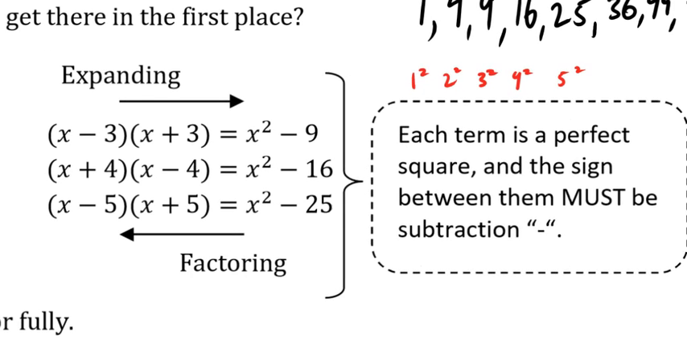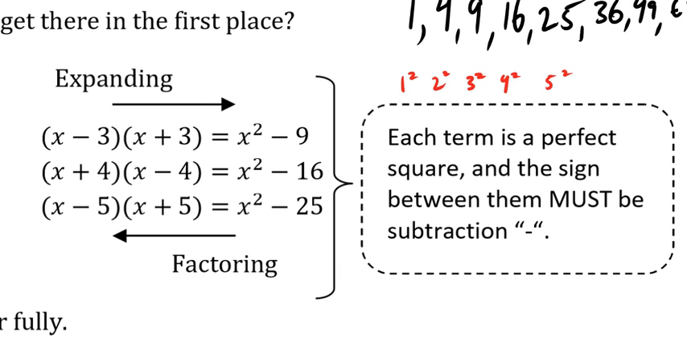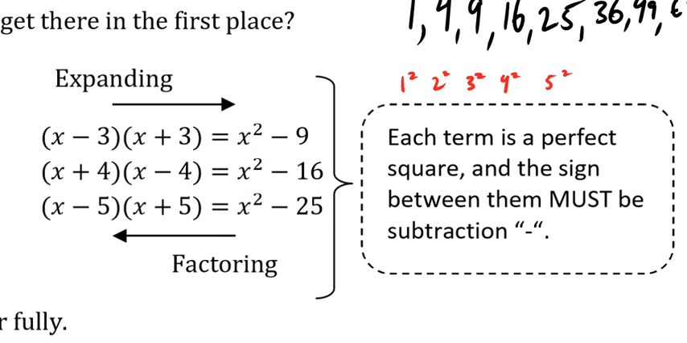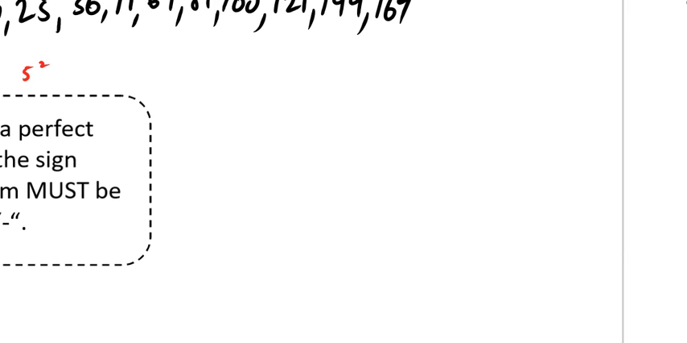So take a look. If you wanted to write down these examples and write down this little note to yourself, you could look it up online later, but it might be helpful. Each term in the result, so we're looking at these now, is a perfect square. The sign between them is subtraction. That's what we're looking for. Because I saw that this pattern gives me that result. This pattern gives me that result. This pattern gives me that result. In fact, let's do one of these and we'll see why.